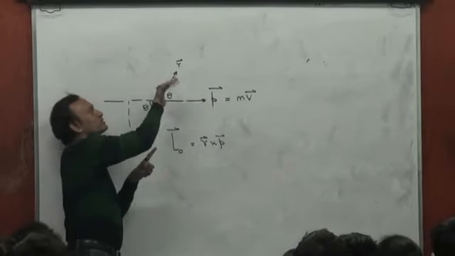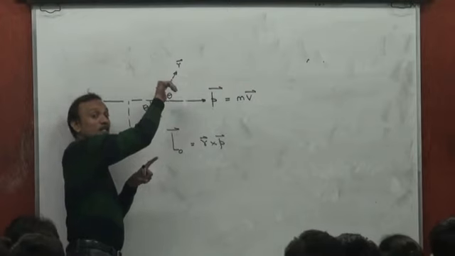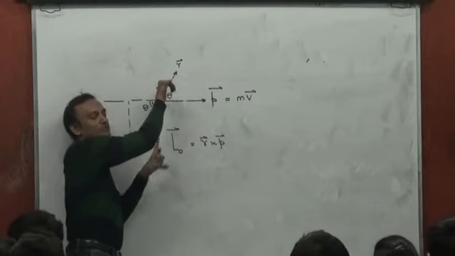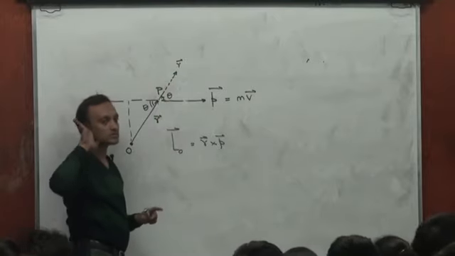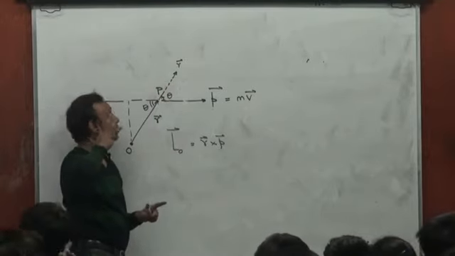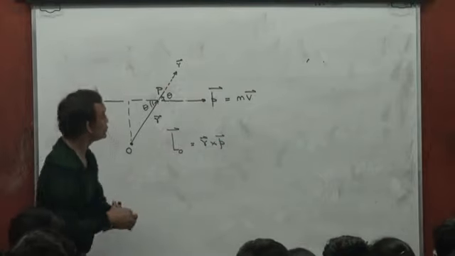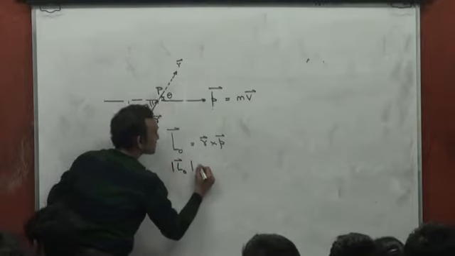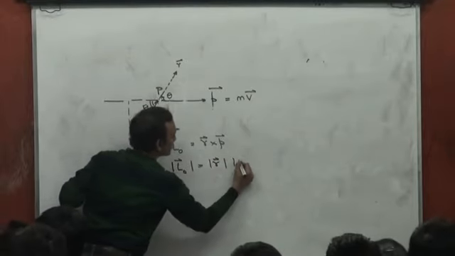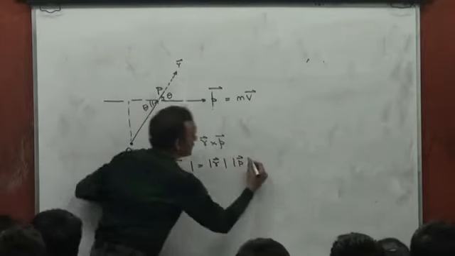If the thumb gives the direction, then the curling of the fingers gives you the sense. Or if the curling of the fingers gives you the sense, then the thumb will give you the direction. What about the magnitude? The magnitude of L about O is magnitude of R into magnitude of P into sine theta.